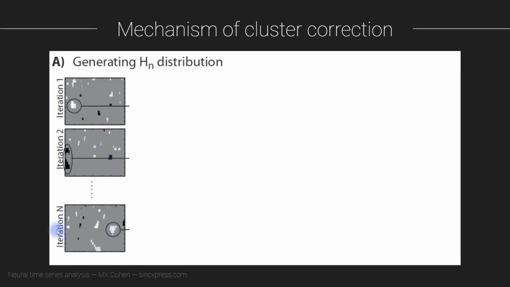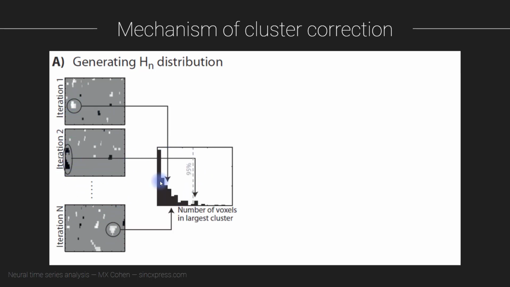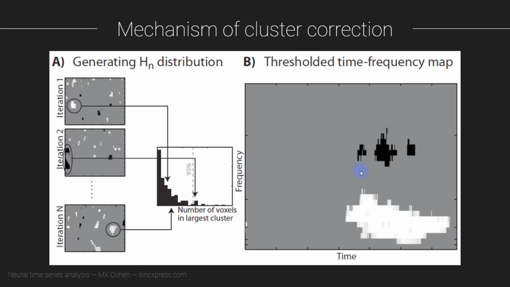Obviously, you keep repeating this for all n iterations. Maybe you iterate 1,000 times, you get 1,000 maps, and that's going to give you a distribution of cluster sizes, 1,000 cluster sizes. And then you can make a distribution that looks like this. And then you pick the 95th percentile here. So then you say, this is the 0.05 size of number of voxels in clusters that we expect for the null hypothesis.